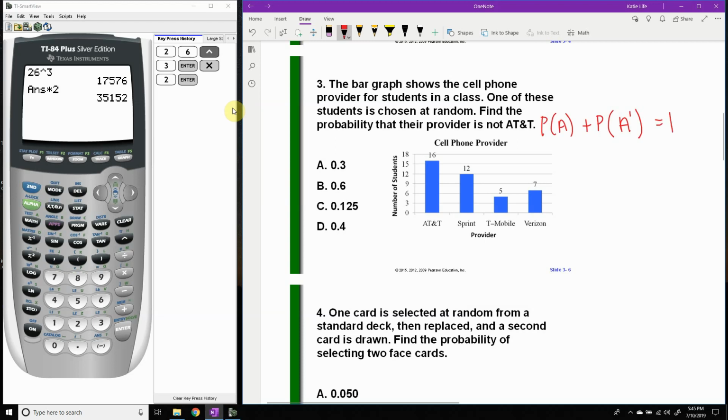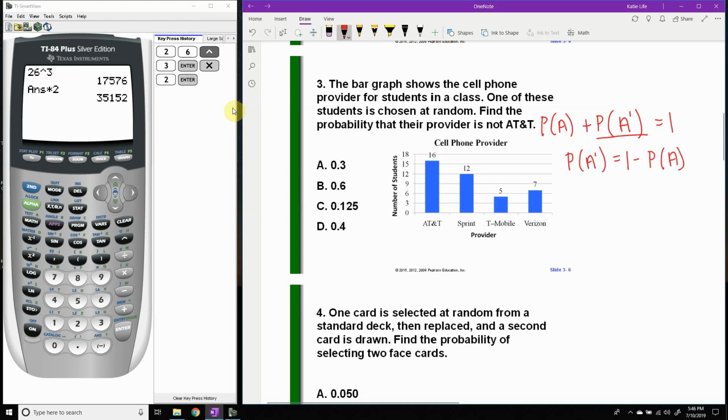So this is a simple equation. If I solve for any one of these things, all I have to do is use my balancing rules from math class and do a little subtracting. So if I want to find the probability that something does not happen, that means I have to subtract away the probability that it does happen. So the probability that something does not happen is 1 minus the probability that it does happen.